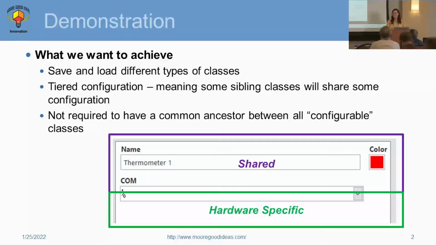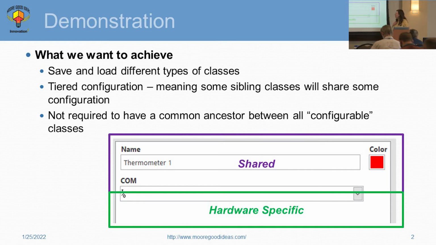So now I'll show you how we get this. What we want to be able to do is save and load different types of classes, right? The 2 different types of thermometers. And we also want to have a tiered configuration. So what I was showing you, this part is shared, and then this part is more specific. And potentially we want more than 2 tiers, multiple different tiers.